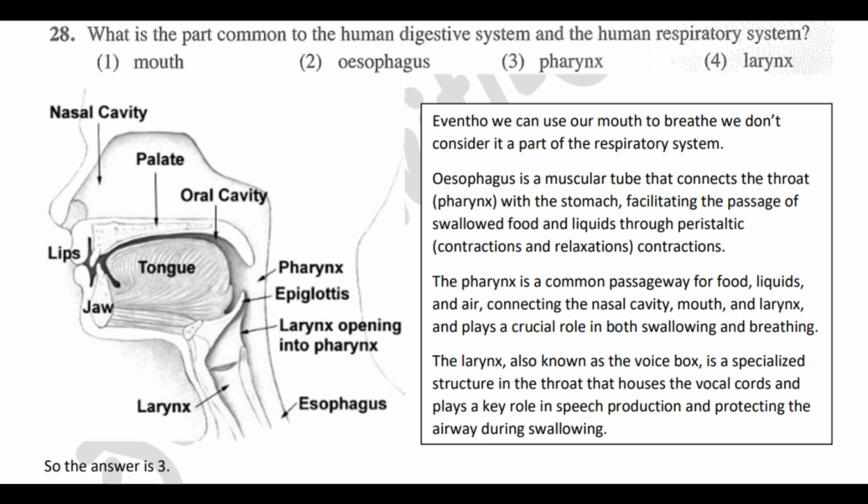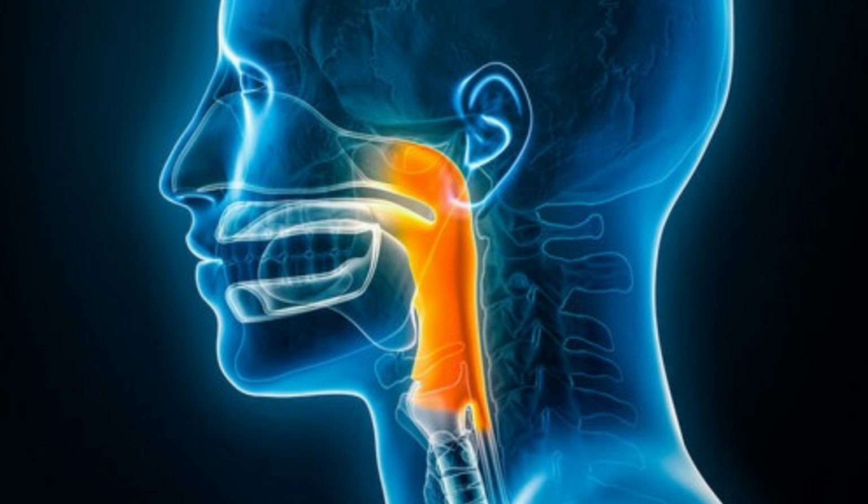And we get to the answer. The pharynx is a common passageway for food, liquid, and air, connecting the nasal cavity, mouth, and larynx, and plays a crucial role in both swallowing and breathing. So the answer is pharynx.